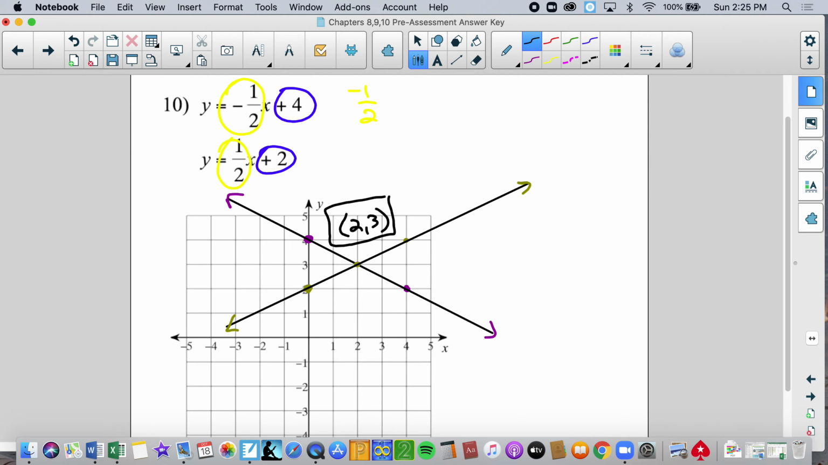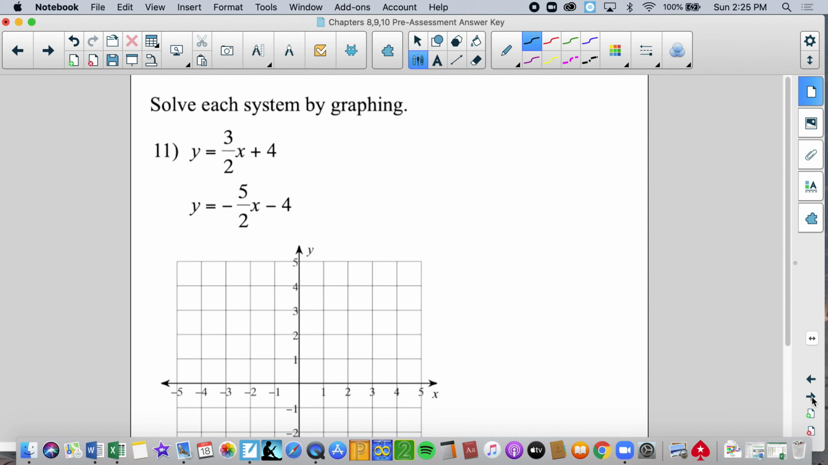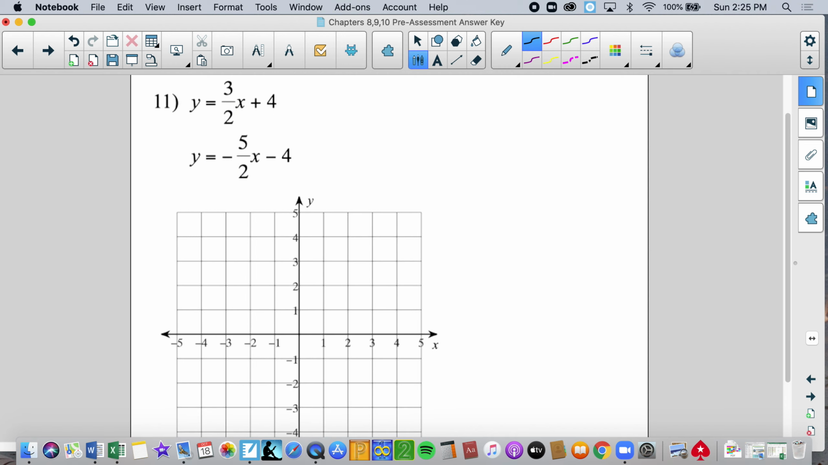And that's how I can test and check just in case. Let's look at problem number 11. Again, my equations are given to me in slope-intercept form. I see the slope, 3/2. I see the y-intercept, 4.